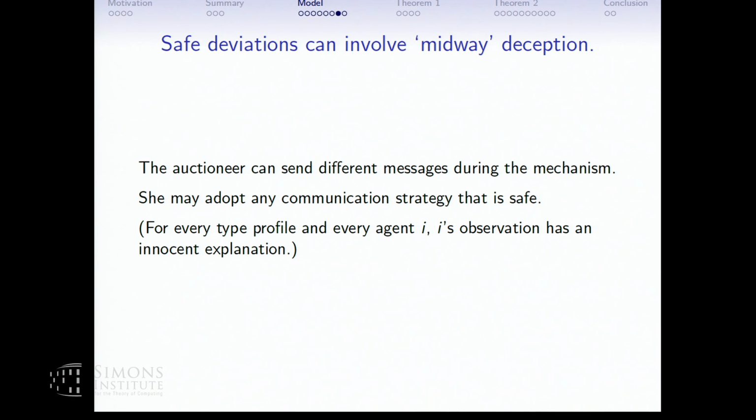Now, note that this is in principle, we are allowing not just for the auctioneer to choose different outcomes at the end of the game, but to deviate even midway. The auctioneer can send false messages during the mechanism. She's allowed to adopt any communication strategy that is safe. And in particular, that means that she needs to be careful that whatever messages she sends, she can wrap them up in a way such that at every type profile, every agent sees something that has an innocent explanation.